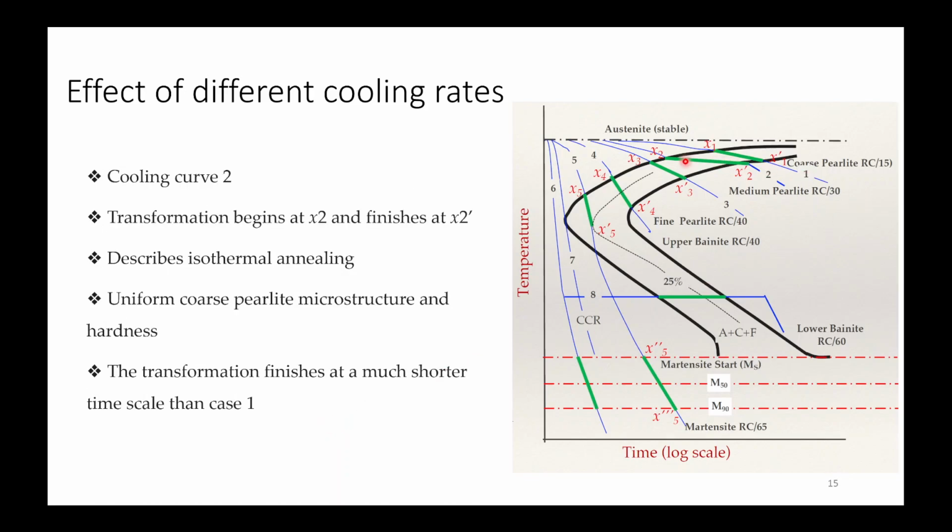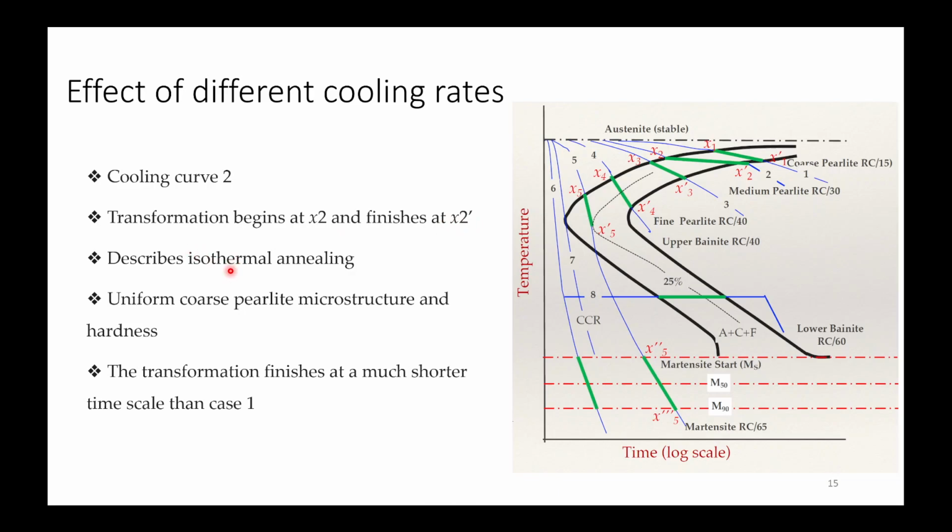Cooling curve 2, in this case you are cooling isothermally at a lower temperature. At lower temperature you have a certain super cooling, so your transformation will complete before the previous cooling curve. So transformation begins at x2 and finishes at x2 dash.